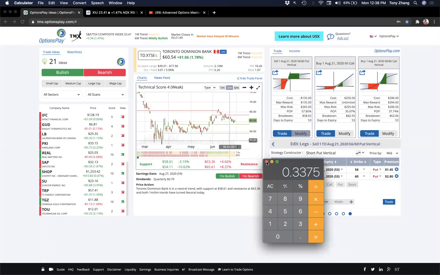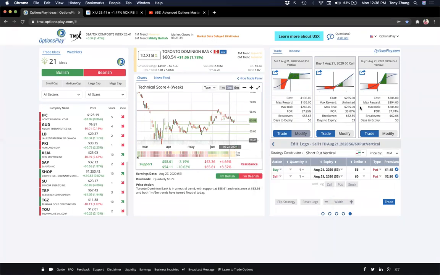So in the previous example of CP, or Canadian Pacific Railway, I couldn't find a credit spread that collected 1/3. Here I am collecting exactly 1/3. So this is what I'm looking for on a credit spread. So let's compare these three strategies side by side.